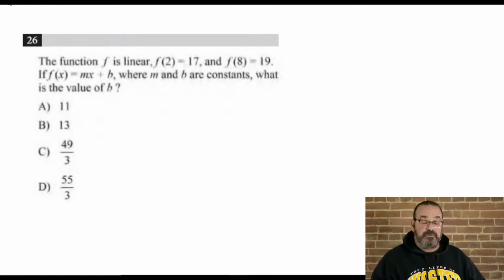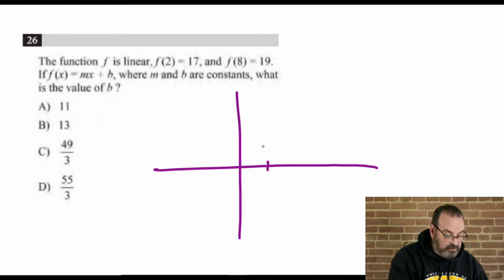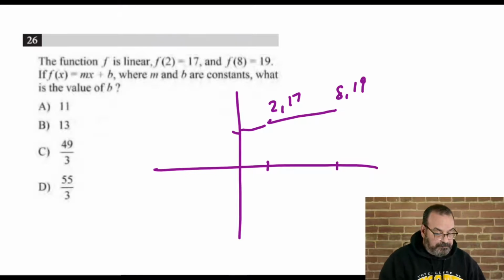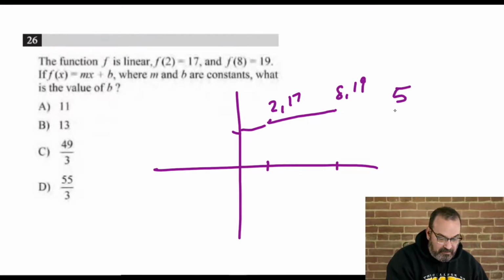Linear function, f of 2 equals 17, f of 8 equals 19, where y equals mx plus b, and m and b are constants. What is the value of b? So a function of 2 is 17, and the function of 8 is 19. We're going down 6, and it wants to go down 2 more. Man, do I have to do this old school? Let's see. Let's try to trick it out. It goes down 5 for every 2. So 5 over 2 is the slope.